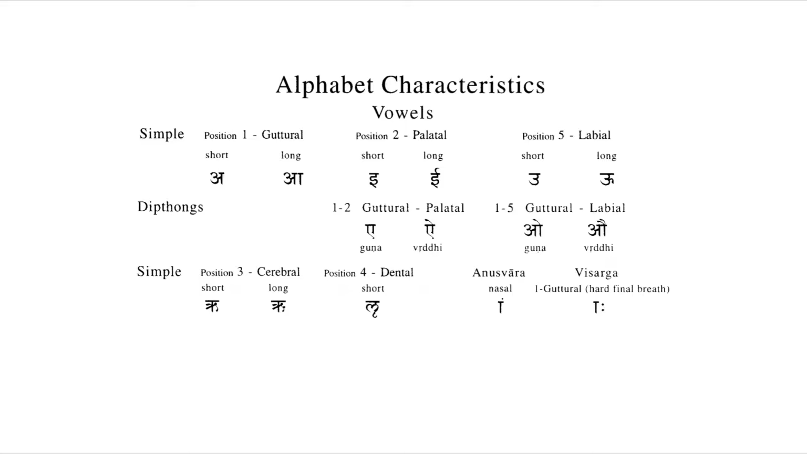Lr. Going back to line 2, we have diphthongs, or sounds which are created by a combination of simple vowels. First, those which are focused from position 1 to position 2, the guna and vriddhi forms: e, ai. And then those focused from position 1 to 5, the guttural labial sounds, guna and vriddhi: o, au.